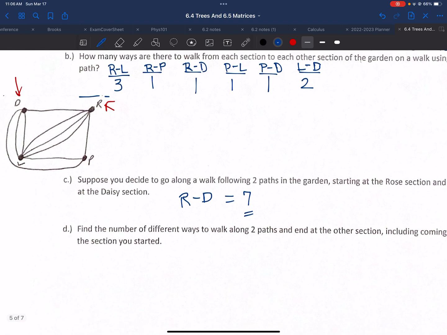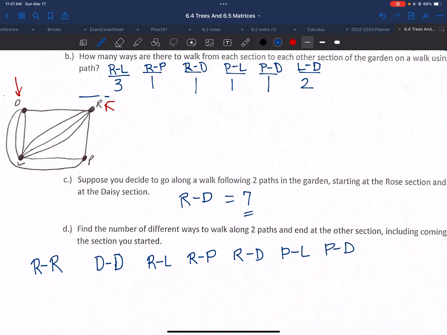All right, so we got a couple extras here. We can go from rose to rose, and we can go from daisy to daisy because those both have multiple paths going somewhere else and then coming back. And then everything else is going to be like what we had before. So we're going to have rose to lily. We're going to have rose to poppy. We're going to have rose to daisy. We're going to have poppy to lily, poppy to daisy, and lily to daisy.